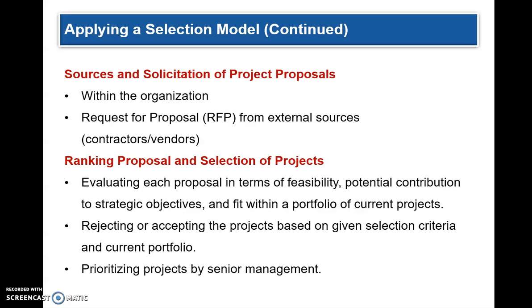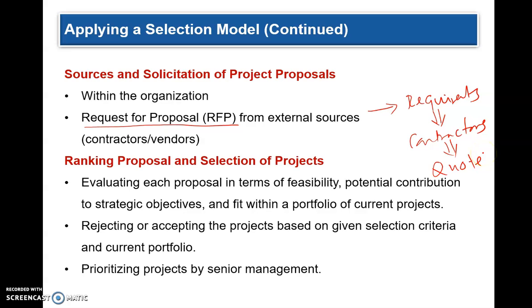So how do you solicit the projects if it is from outside? You use what is called a request for proposal. So you make the initial requirements of a project, and you send those requirements to various contractors, and those contractors will return their quotes and their proposals, and that is called the request for proposal process.